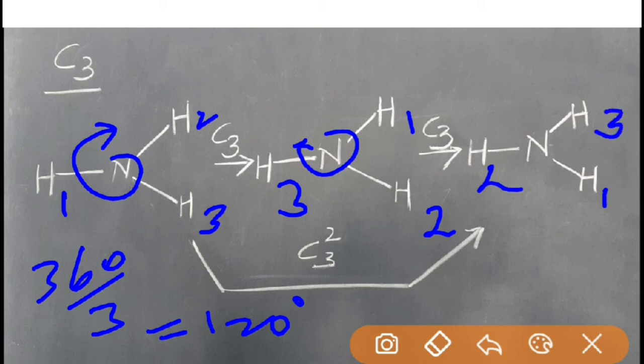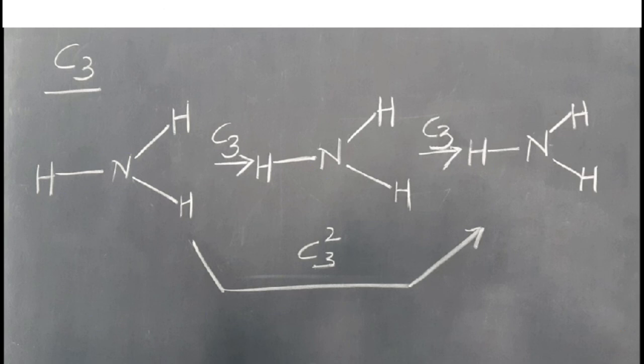So what you can observe, every time you are performing the C3 operation on your ammonia molecule, you are getting an image which is indistinguishable from the original. And so you can say in case of ammonia, a C3 proper axis exists.